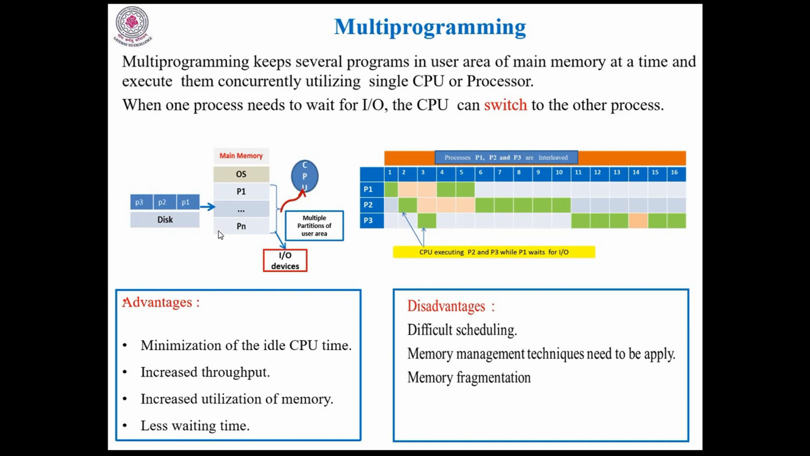Disadvantages. Difficult scheduling. You see, in the user area, more than one process is there. When it is having more than one process, there is a possibility of racing among the processes. Means which one I have to select and which one I have to execute first. That racing might be there. Where the racing is there, I must apply scheduling algorithms like FCFS, SJF, round robin. All these algorithms I will discuss in future videos.